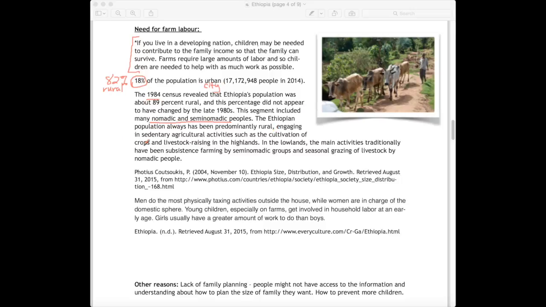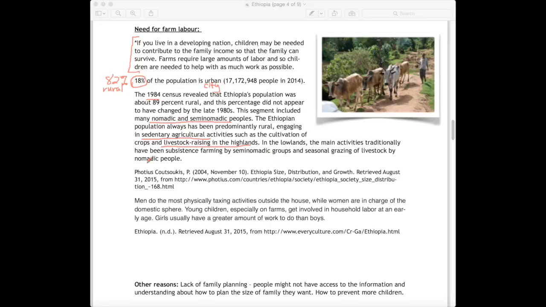They engage in sedentary agricultural activities, some of them. So they're farmers, basically. They sit on a piece of land and then just grow the same crops over and over again. But then also some people will do sedentary agriculture and then also raise livestock in the highlands. So that means that they might go up, send animals up into more mountainous areas that are a little bit cooler, might have more vegetation, and so leave the animals up there. But what are you going to do? Are you going to leave those animals by themselves? Probably not.